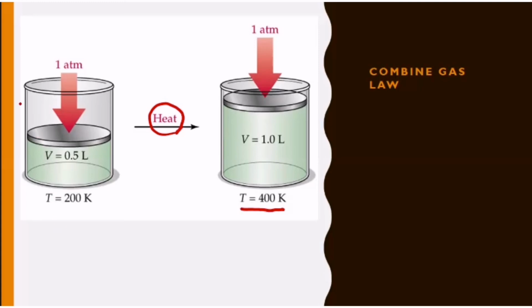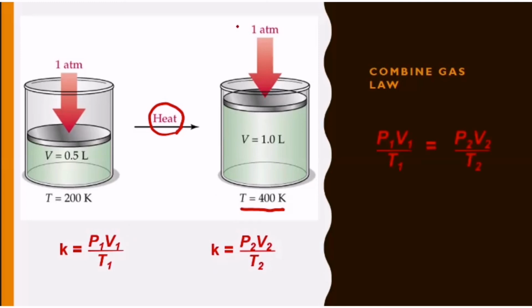By using the combined gas law, we will have the product of P1 V1 over T1 equal to K, while P2 V2 over T2 also equals the same K value. Next, we will have this relationship, which is P1 V1 over T1 equal to P2 V2 over T2.